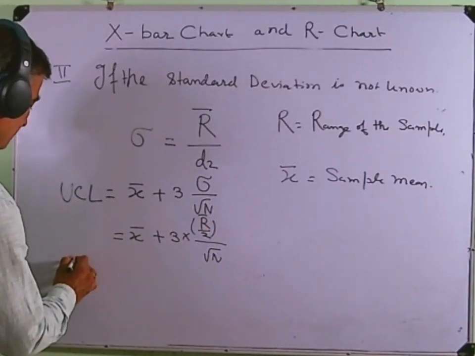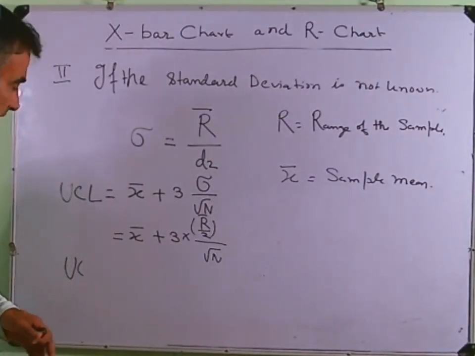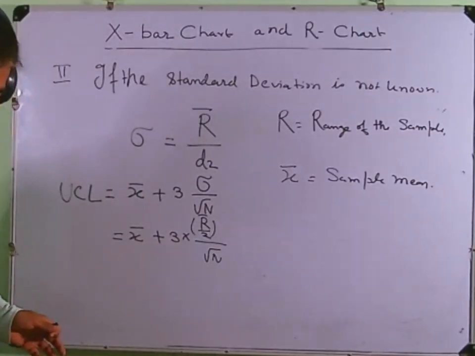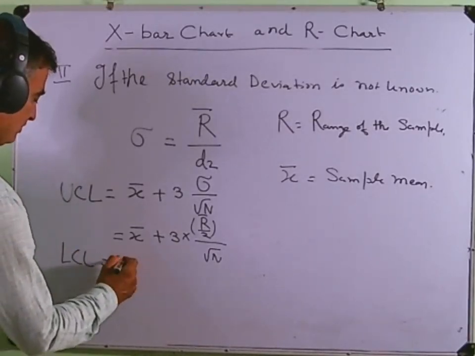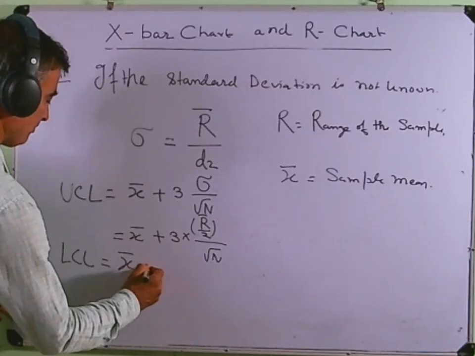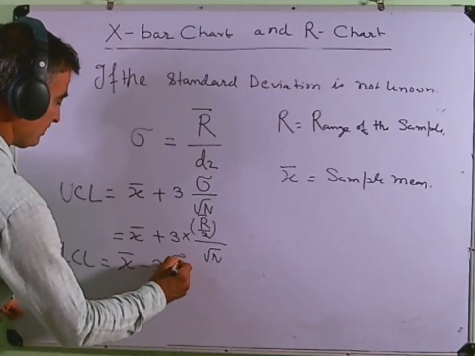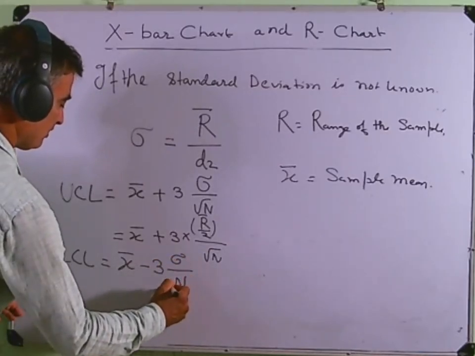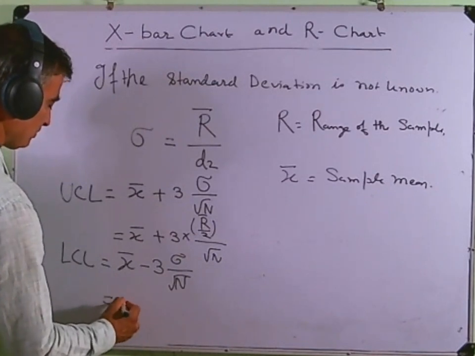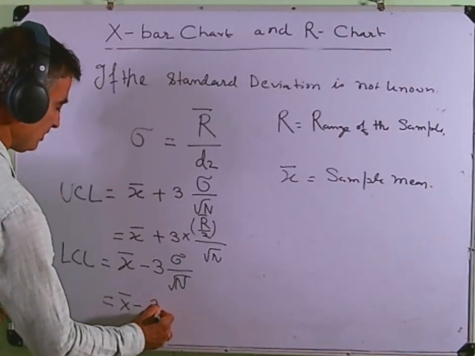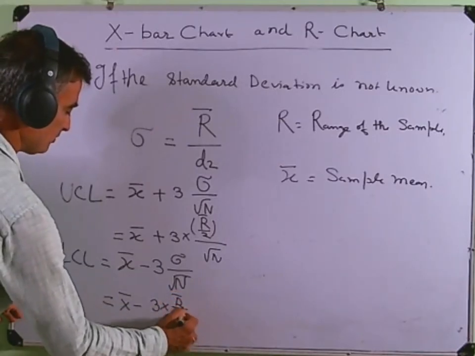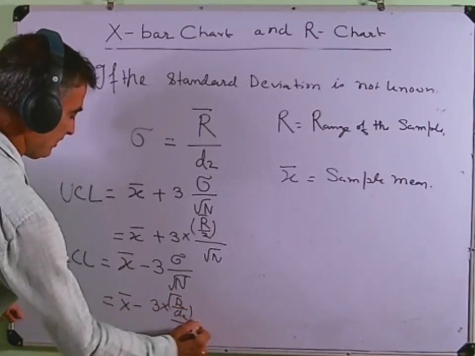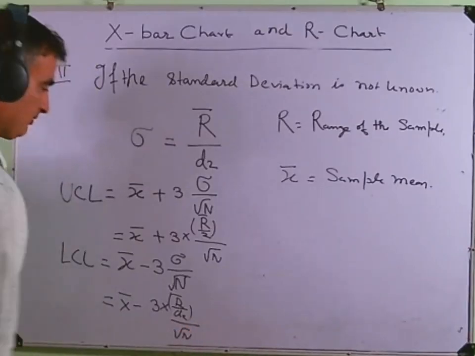Similarly, LCL would be X bar minus 3 standard deviation divided by root n, and that is equal to X bar minus 3 multiplied by R bar divided by D2, and that divided by root over n.